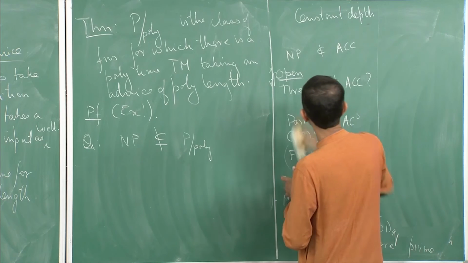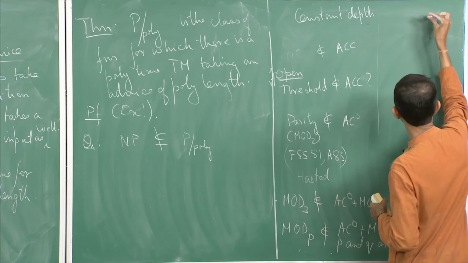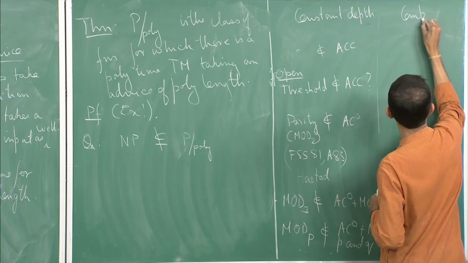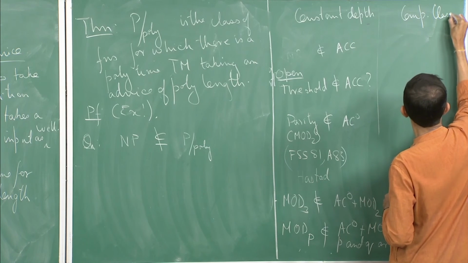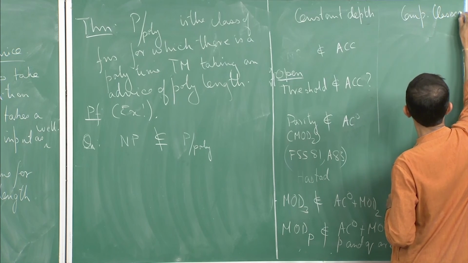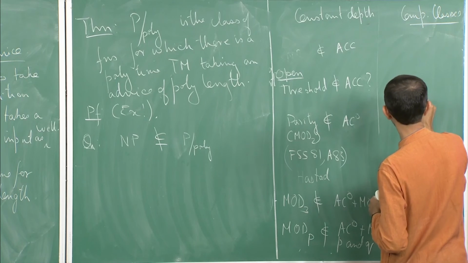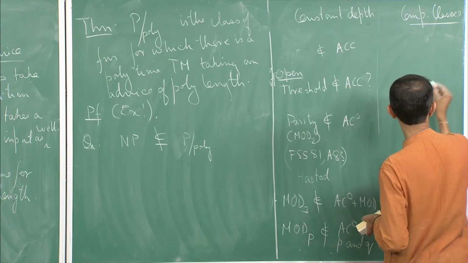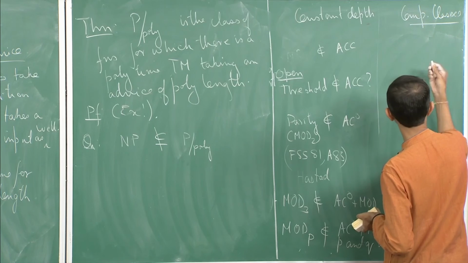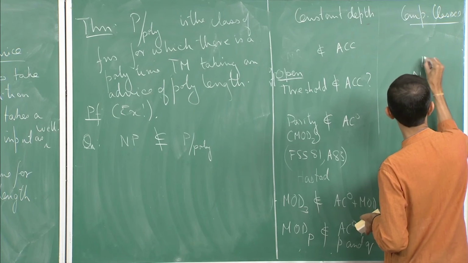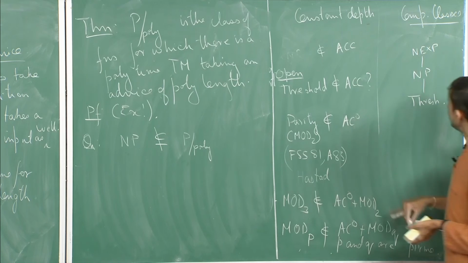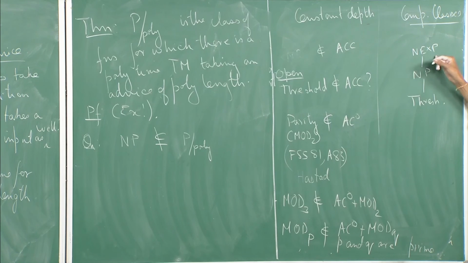So, let me write these classes over here. These are the complexity classes. You have, let us say, the threshold function, then I can go to NP, I can go to NEXP. Even we could not show that there is a NEXP function which is not in ACC.